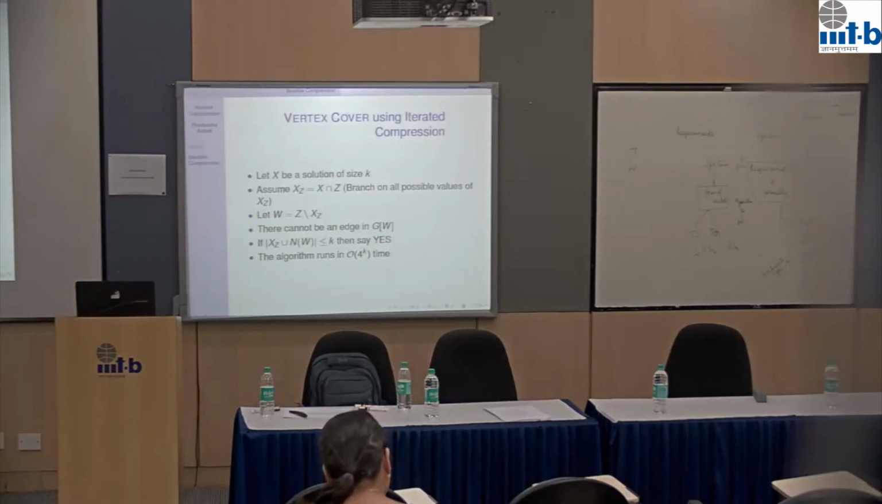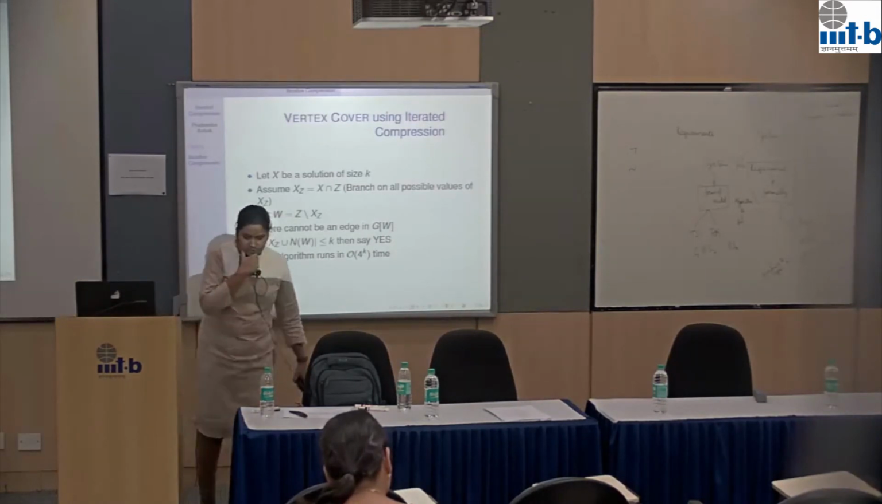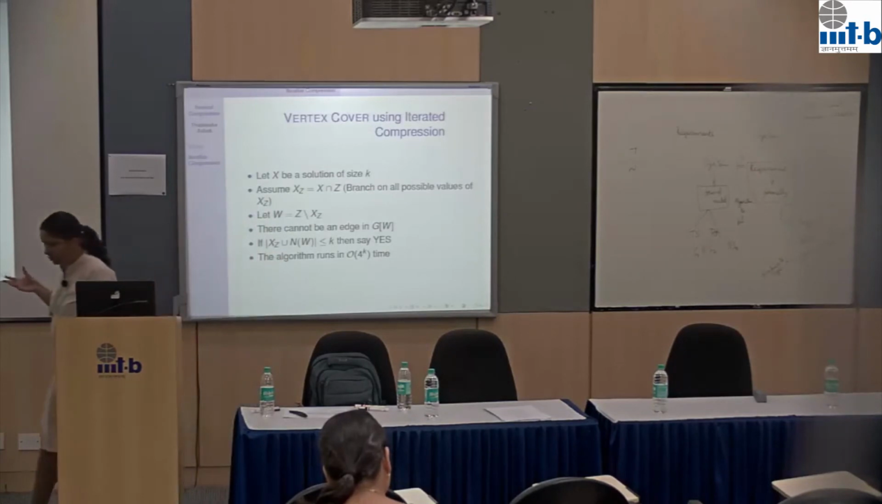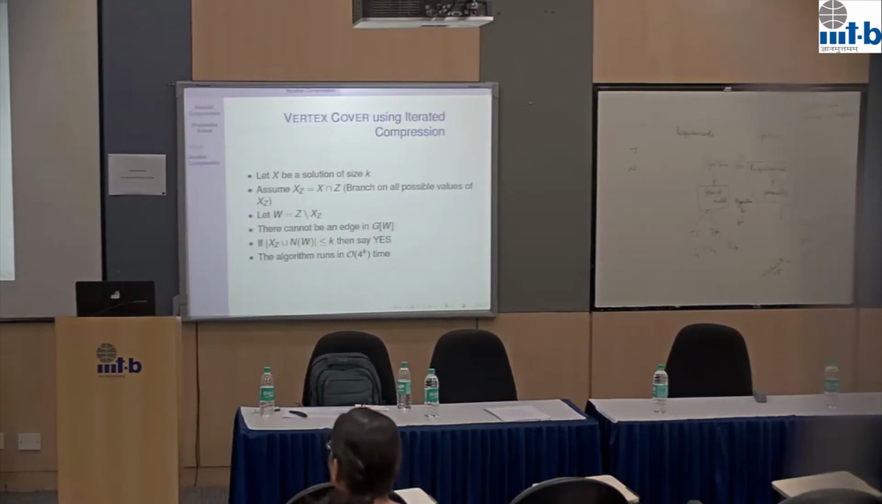Actually, this can be improved. Here, this worked because we started with a solution of size 2k. Assume we started with a solution of size k plus 1. The running time will be 2 to the power k, 2 to the power k plus 1 to be exact. But how do we get a solution of size k plus 1? How can we get a solution of size k plus 1?